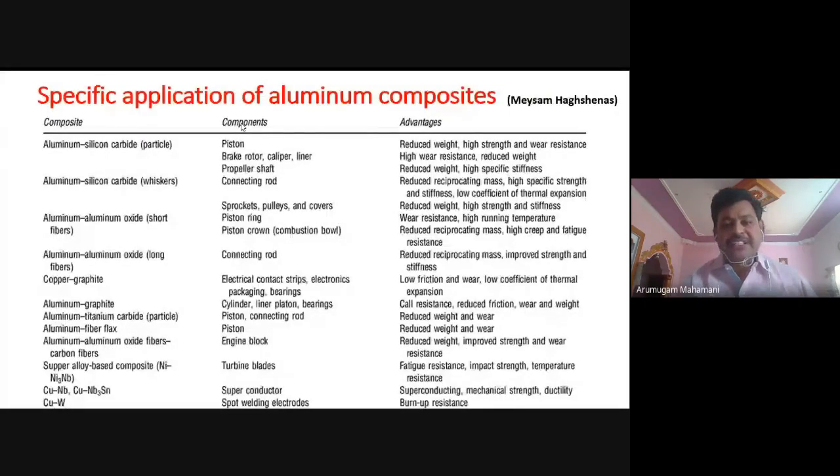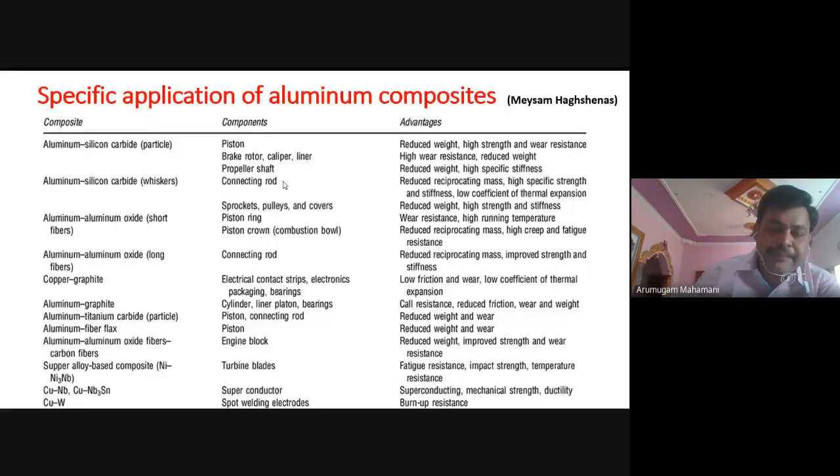Specific application of composite. If you go to any interview and you are talking about composite material, the interview personnel immediately ask, what is the exact application of aluminum composite? I got this information from this particular paper. Aluminum SiC composite is used in piston, brake rotor, propeller shaft, connecting rod. Because of these advantages, it is taking application. So you can answer directly if asked: aluminum SiC composite is used in piston, brake rotor. Like that, you can answer.